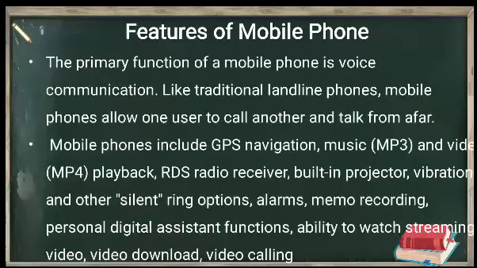Features of the mobile phone. The main primary feature of the mobile phone is voice communication. Like traditional phones, mobile phones allow one user to call another user and talk to each other. Nowadays a mobile phone also includes GPS navigation, music system, video, RDS radio receiver, built-in projector, vibration and other silent ring options, alarms, memory recordings, personal digital assistant functions, ability to watch streaming video, video download, and video calling. All these and other extra features are present in today's mobile phone.